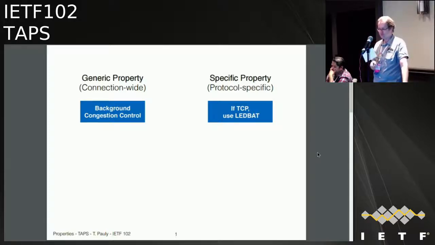So here's how this could work out. Let's say I have a generic property about my type of congestion control, and I say I want background style congestion control, which is a very concrete thing to ask for, but it could apply to different protocols differently. As opposed to a very specific protocol property, like if I'm using TCP in this connection, use LEDBAT. Those are 2 ways to specify this. So, next slide.